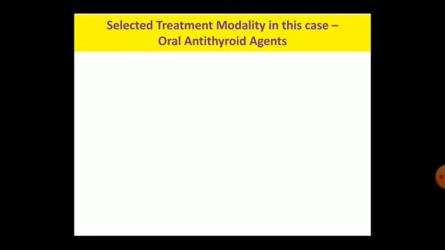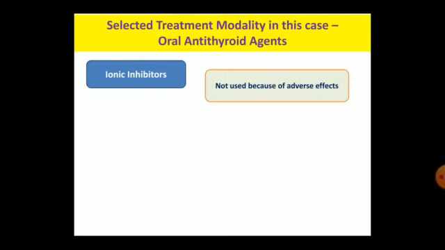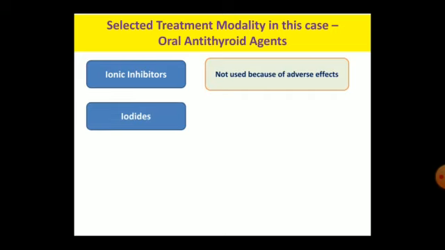Okay, now you have to select amongst the oral antithyroid agents. Now which are the oral antithyroid agents? Ionic inhibitors. Now I want to say that potassium thiocyanate and potassium perchlorate, these agents are there, but they just remain in the classification. They are not used at all clinically because of their potentially serious adverse effects, and we have better drugs available. Fine. So the other group is iodides.